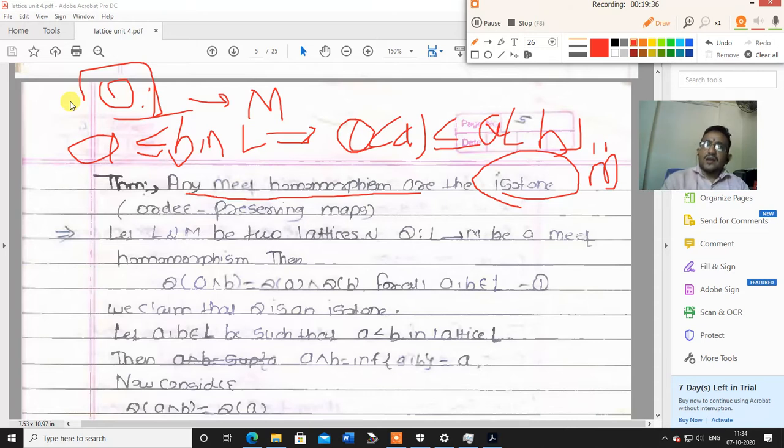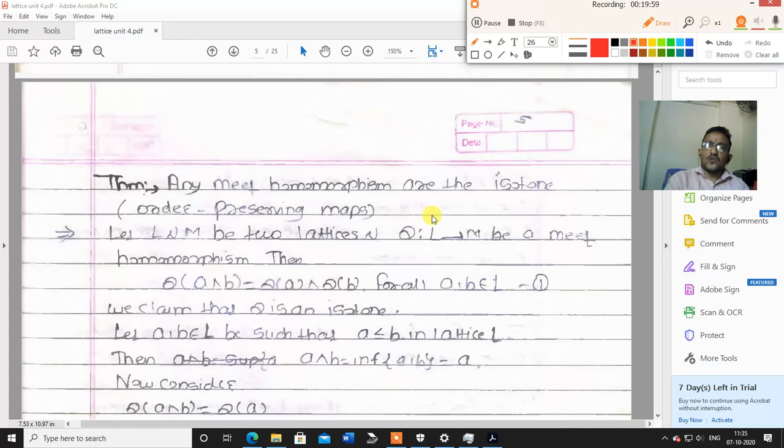That is, a function or mapping is called isotone whenever we define a function theta from L to M such that A is related to B in lattice L gives that the image of A is related to the image of B in lattice M. Then we can say such a function is isotone. We also show that any meet homomorphism is always isotone, or we can say it is an order preserving mapping.